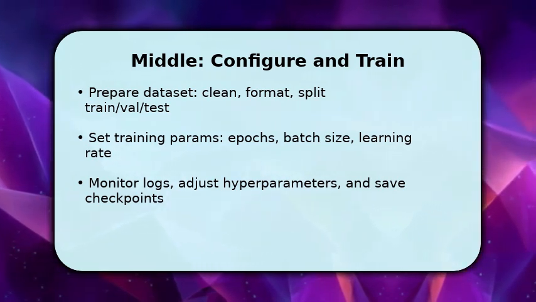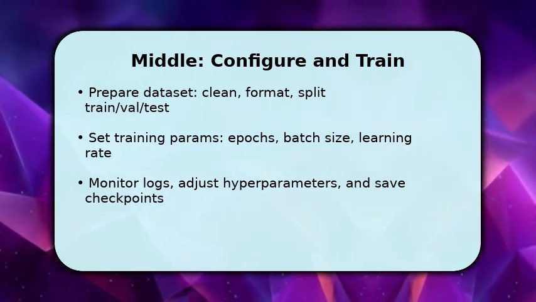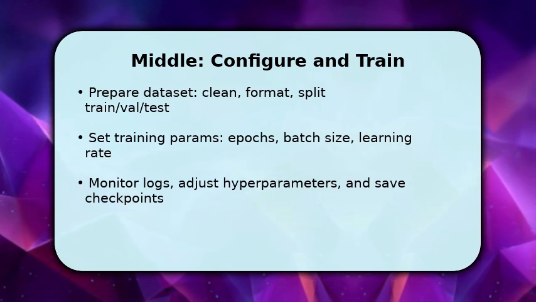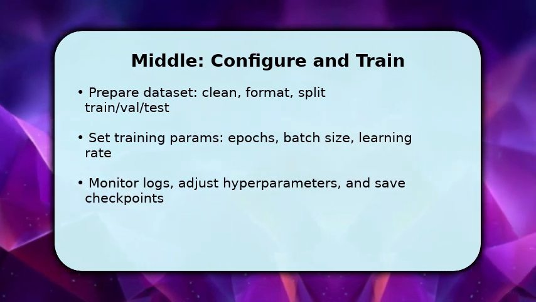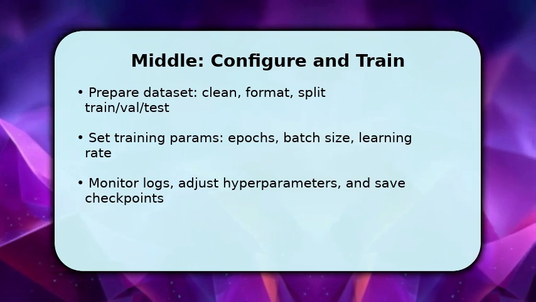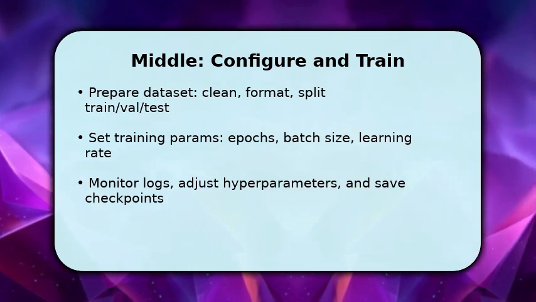If loss stalls or overfits, reduce learning rate or add regularization. Make frequent checkpoints and export models to cloud storage so you can roll back or resume without losing progress.